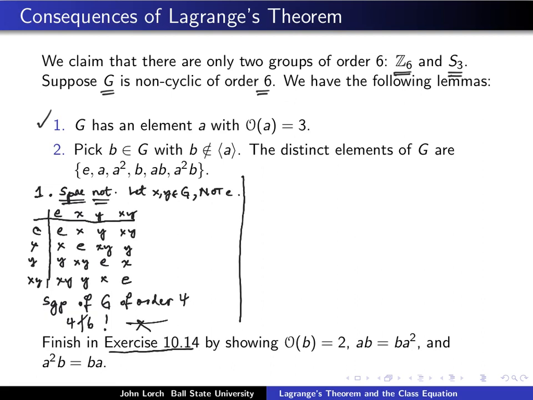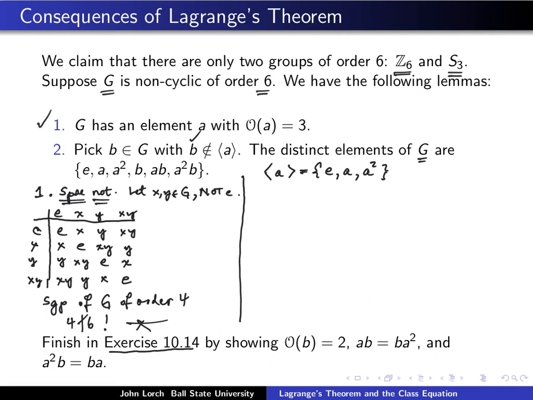Okay, now we're going to go on to part 2, and it tells us that we should pick some element B that's not in the cyclic subgroup generated by A. Remember, A has order 3, and so the cyclic subgroup generated by A would be just E, A, and A squared. Because the order of G is 6, there has to be something in G that's outside of this cyclic subgroup. We're just going to pick something outside of there and call it B.